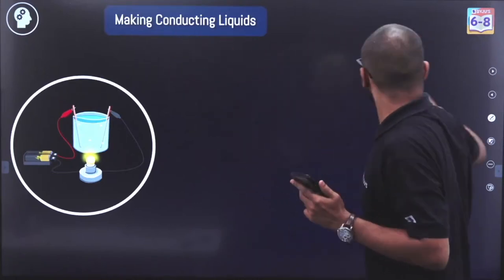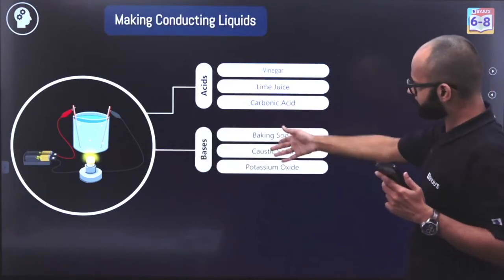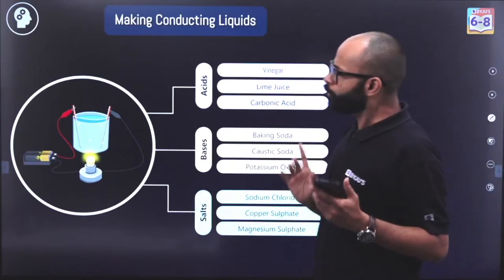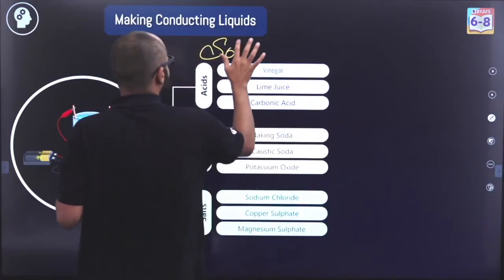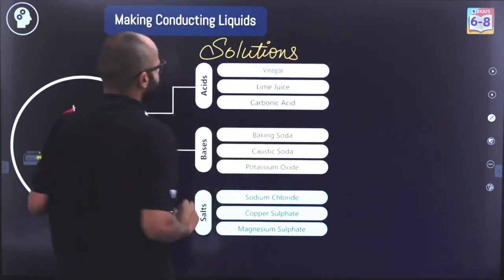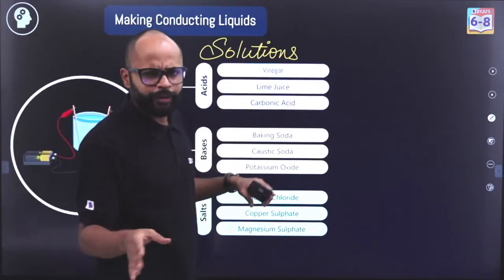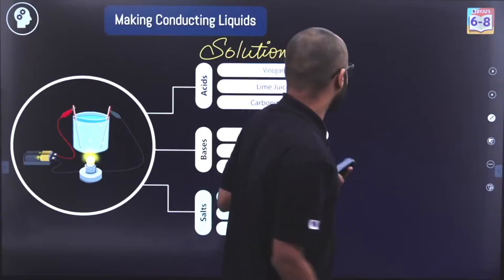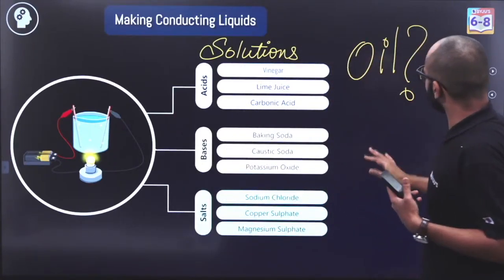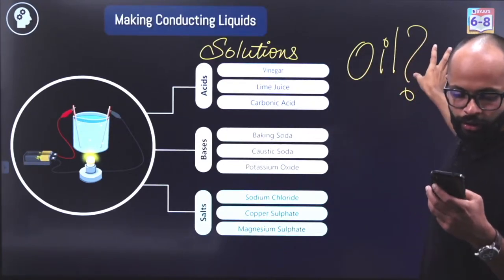Making conducting liquids. How do you do it? Sir, we just learned. Acids, bases, or salts. So if you make solutions of acids, bases or salts, then you can make a conducting solution. Oil. Ek baar batao. Will oil be a conducting solution? Yes or no?